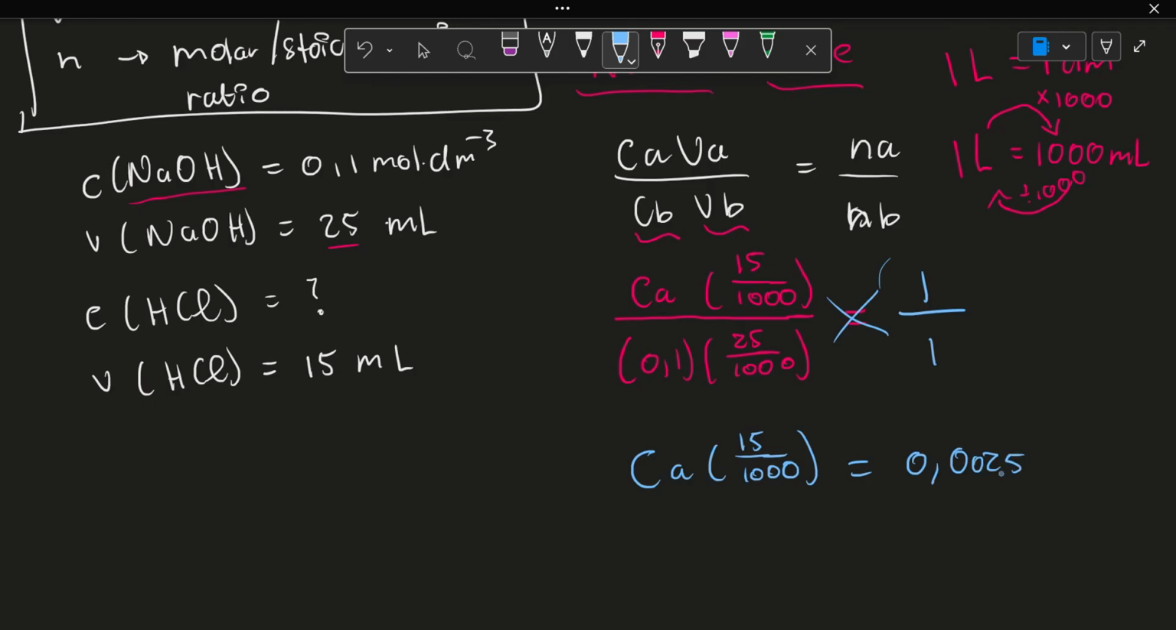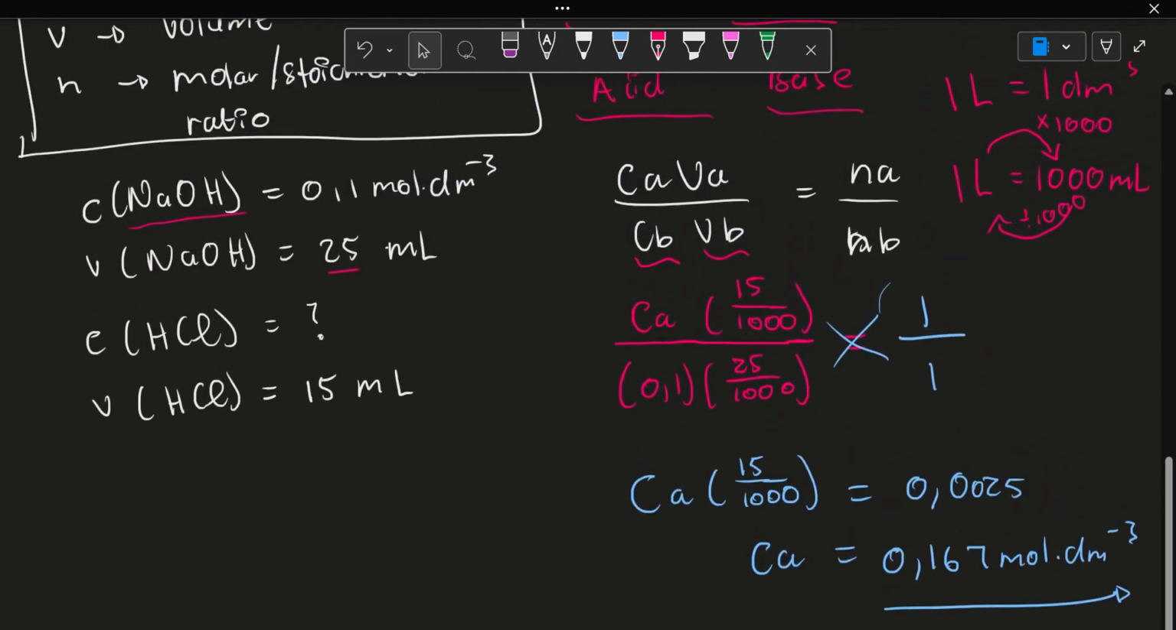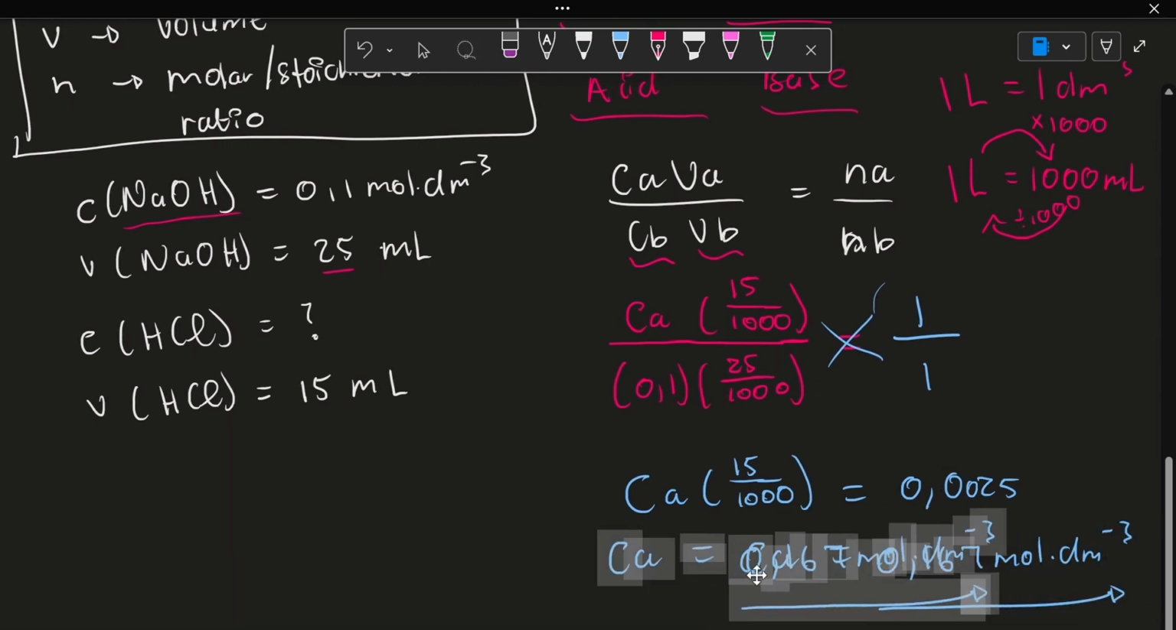0.025. Okay, so if I divide that and solve for A, I would get my Ca as 15 divided by 1,000. I would get my Ca as 0.167 moles per cubic decimeter, right? So I'll get my Ca as 0.167 moles per cubic decimeter. But here's what I wanted to actually show you. This is the answer that we collected, right? So our Ca, this is our final answer. I'm just going to take that and put it here.